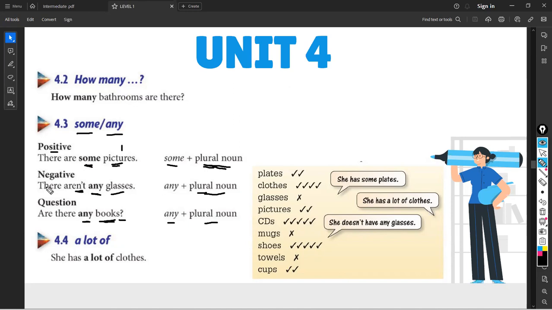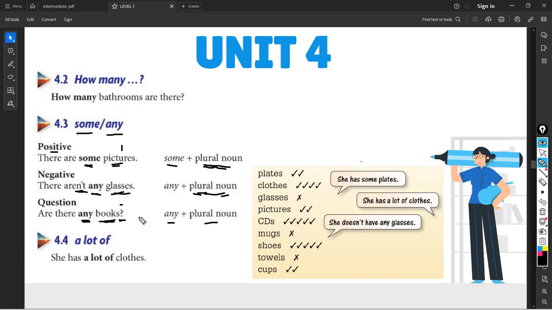Notice the next example. I have to say there are not any glasses. Absolutely, glasses is a plural because I have to use any with a plural. But because it is negative, I have to use any. Finally, if you are asking questions, absolutely you have to use any. This is the example. Are there any books? I cannot say are there some books. Why? Because I'm asking a question.